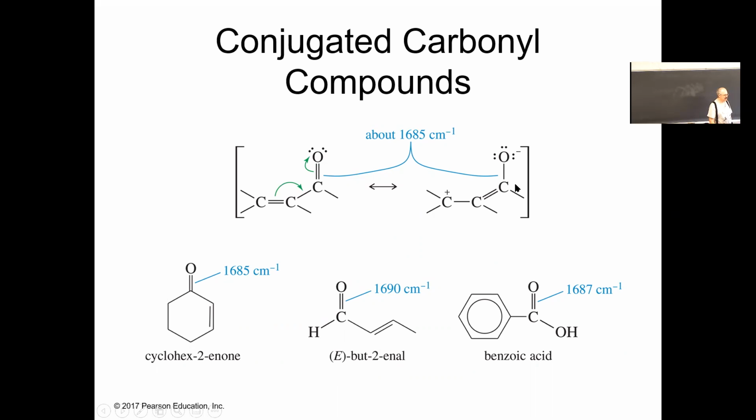This explains why we have a resonance form where the CO has some single bond character, so that lowers the frequency. So this conjugated ketone, 1685. This conjugated aldehyde, 1690. And this carboxylic acid is conjugated with the benzene ring, 1687.